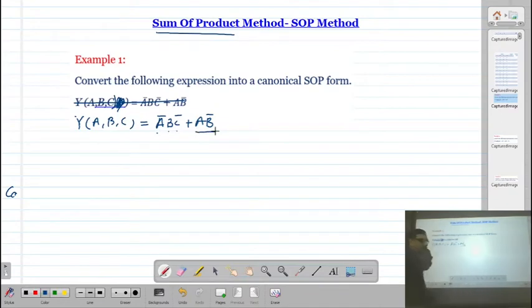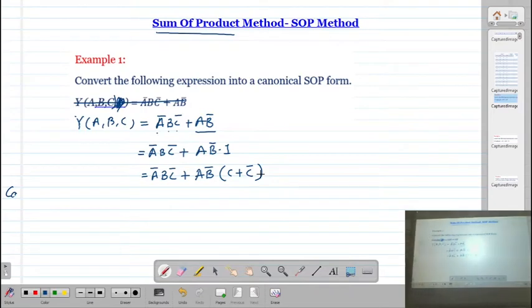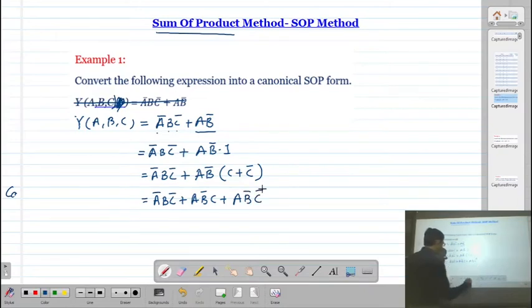But in the second product, A and B are present, but C is missing. Correct? So what we can do here is, this is A bar B C bar, and I can write the second term as A B bar dot 1, so your output is not going to change. Then A bar B C bar plus A B bar, and whatever variable is missing, for that variable you take the sum. Here C is missing, so I will write C plus C bar, and already you know C plus C bar is 1. Now if you open the bracket, it is A bar B C bar plus A bar B C plus A B bar C bar.